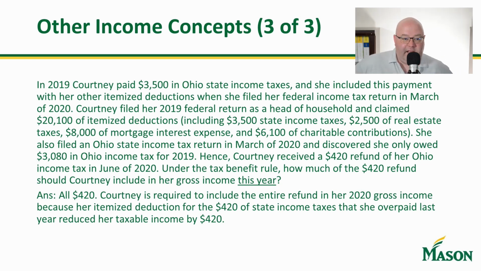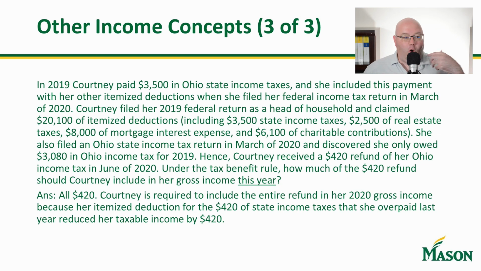Courtney filed her 2019 tax returns as head of household, claiming $20,100 of itemized deductions, including $3,500 of state income taxes, $2,500 of real estate taxes, $8,000 of mortgage expense, and $6,100 of charitable contributions. Very generous individual. That's a very good thing. She also filed an Ohio state tax return in March 2020.